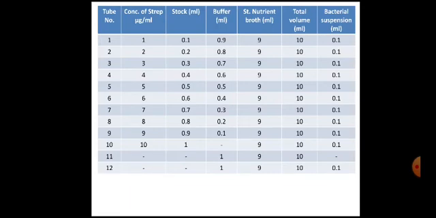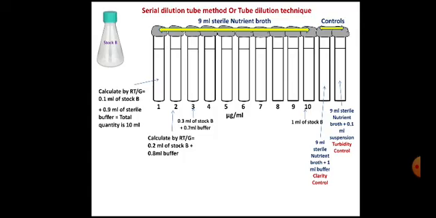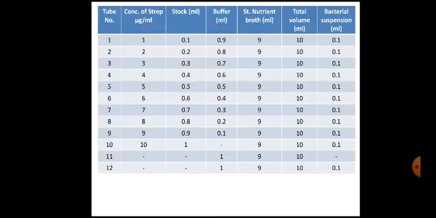This is the dilution scheme that you need to prepare before going for this step. So first we have to prepare this dilution scheme. Write down tube number, first column, second column, concentration of streptomycin in micrograms, stock solution in ml, sterile buffer in ml, sterile nutrient broth in ml, total volume and bacterial suspension. Now number these tubes like 1 to 10, 11 and 12. Now concentration, as we have seen, 1 to 10.